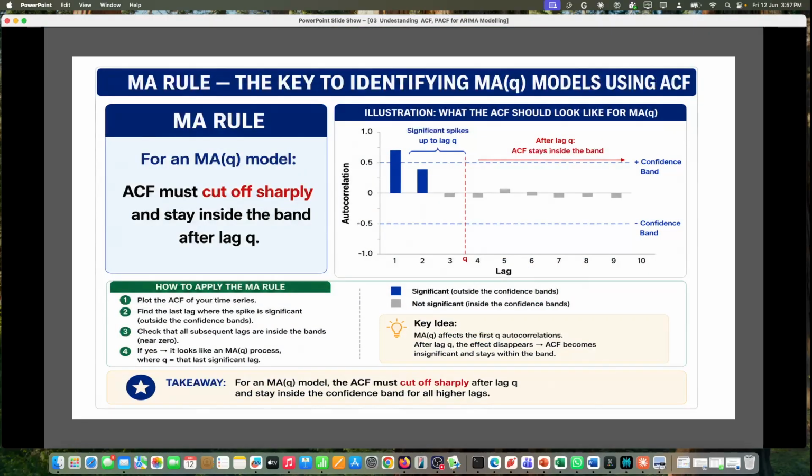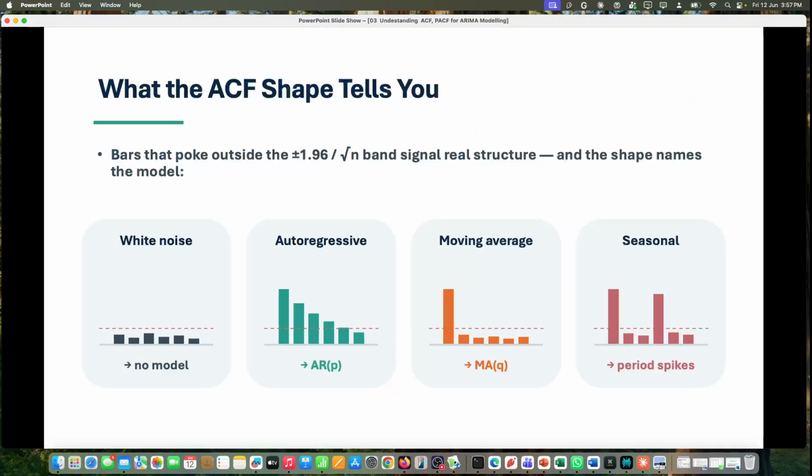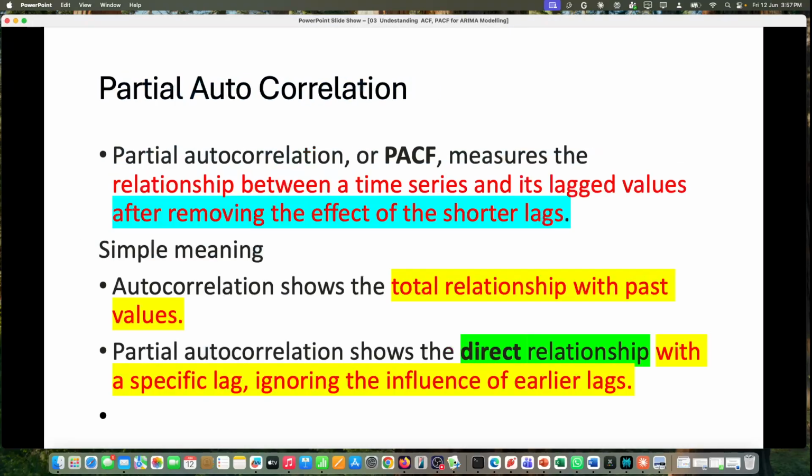So for MA, the rule is simple. The autocorrelation should cut off sharply, and the rest of the correlation, the lags, should stay within the band. That is an important requirement. Okay. Now let's go into partial autocorrelation.